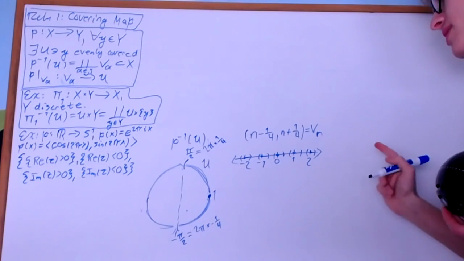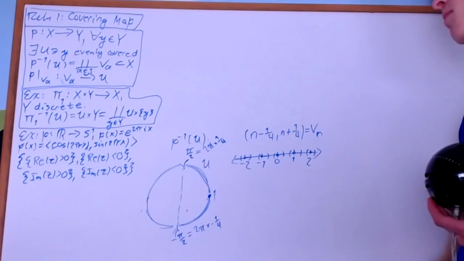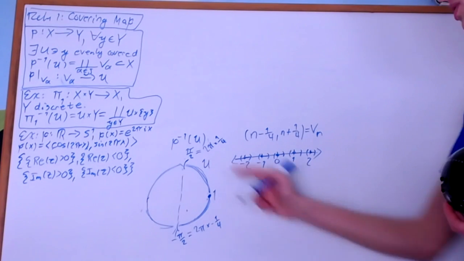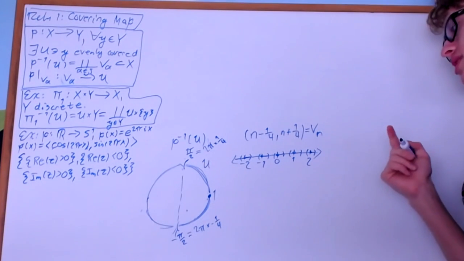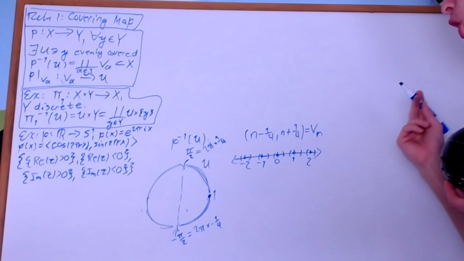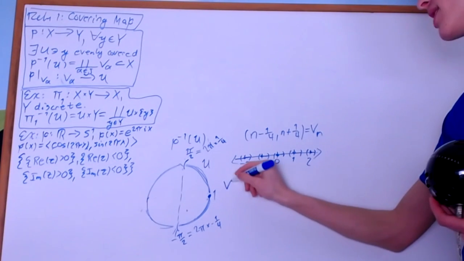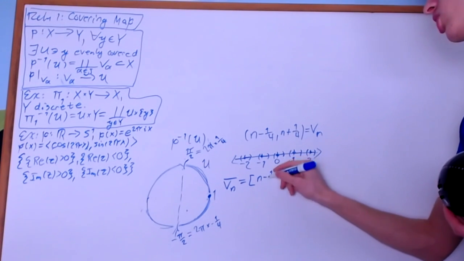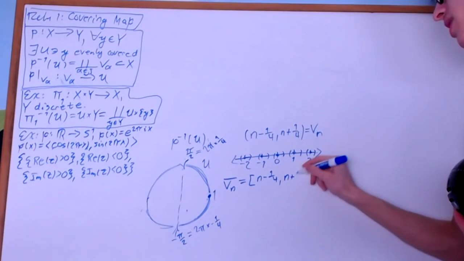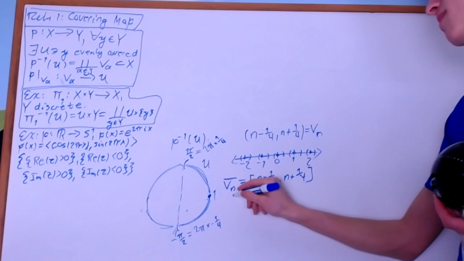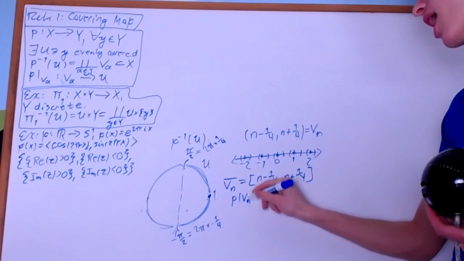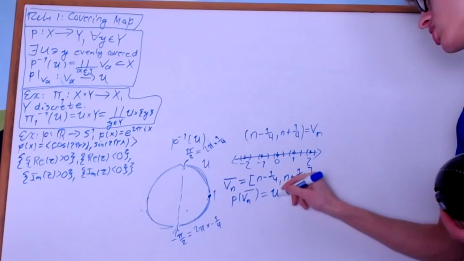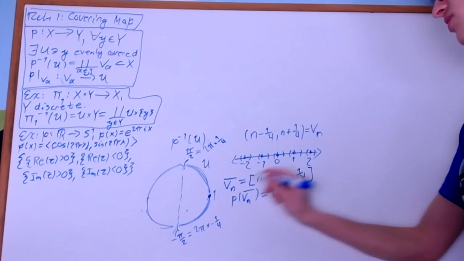Now it's pretty obvious that each one of these Vn's maps bijectively onto U. Now, why do they map homeomorphically? Well, let's go ahead and take Vn bar. Vn bar is the closed interval from n minus a quarter to n plus a quarter. And Vn bar maps onto, and you can prove this, U bar. That's just by properties of continuous maps.